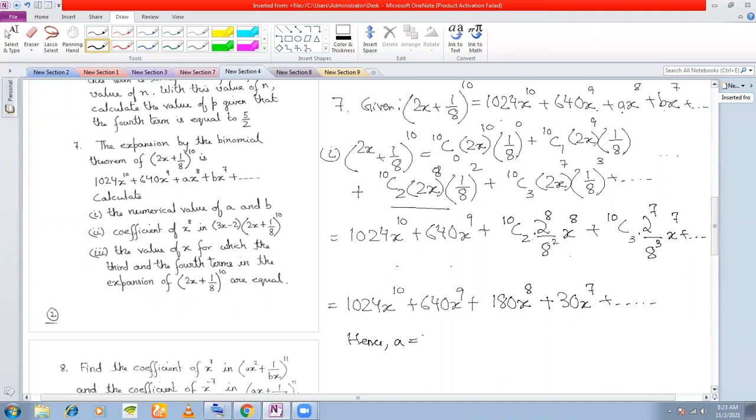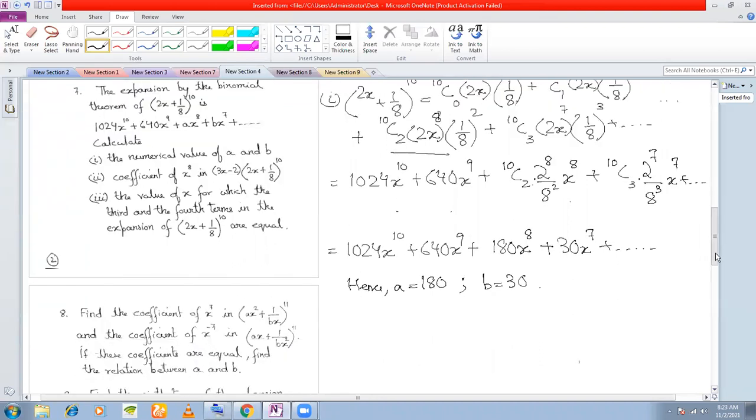Hence a is equal to the coefficient of x to the power of 8, so a is equal to 180. And what is the value of b? 30. So we have found the values of a and b. That answers the first part of the question.